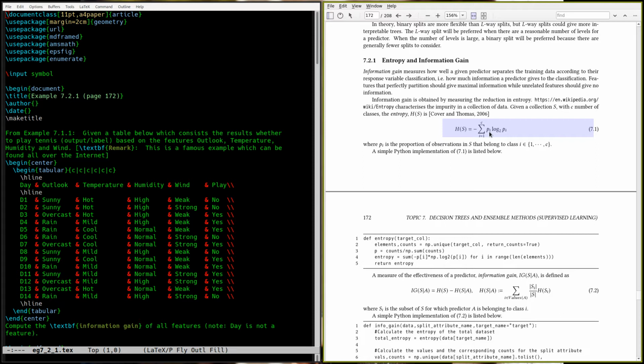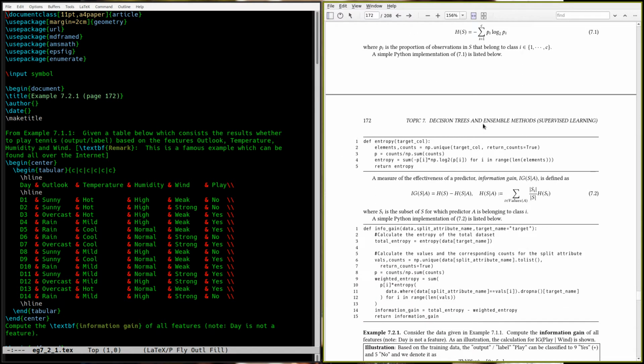p_i is the probability of seeing type i inside a particular split. Then you multiply it with the log base 2 of it, because in information theory we are mostly assuming the data are binary. That's why we have log 2 there. And you just sum up over however many classes there are.